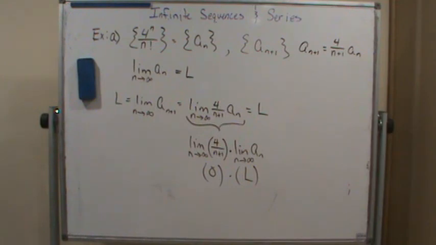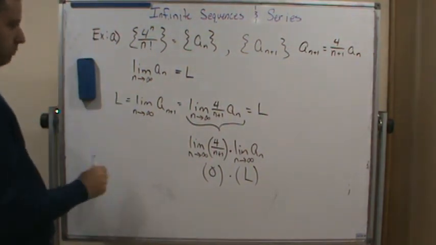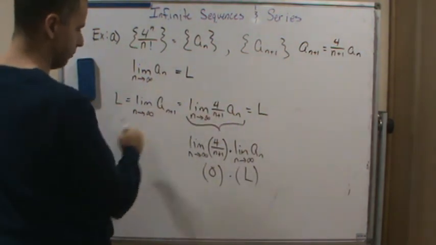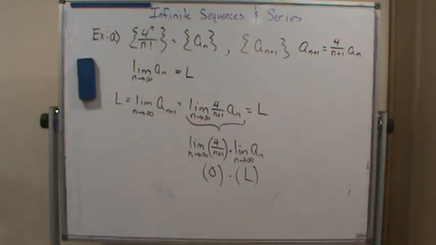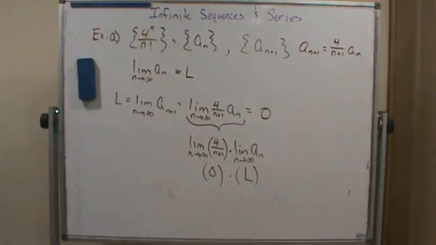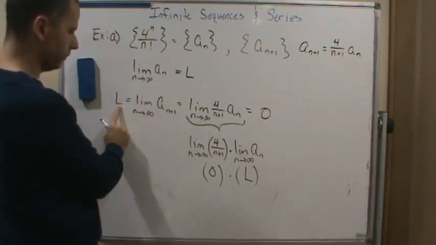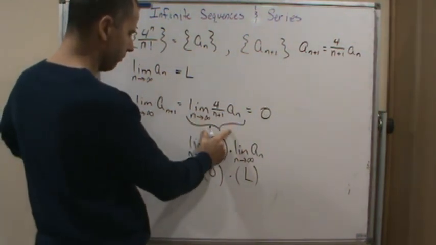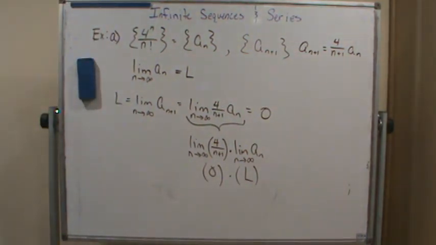If this limit is L and it's equal to this limit, which is also L, because these are the same sequence's limit, then this should be 0, I miswrote it. So we know the limits are the same, equal to L. But this is equal to 0 times L, which is 0. So L is equal to 0. And so that's the limit.